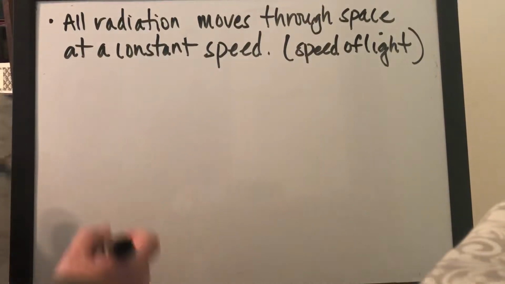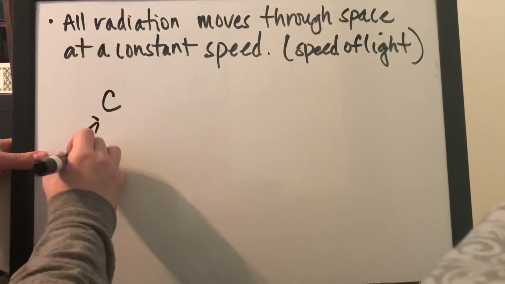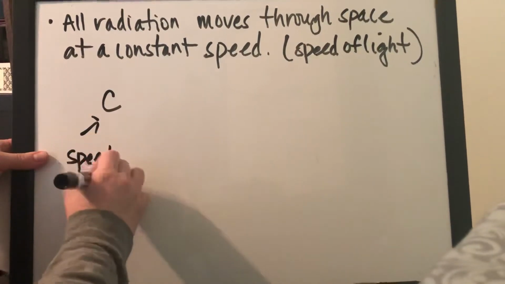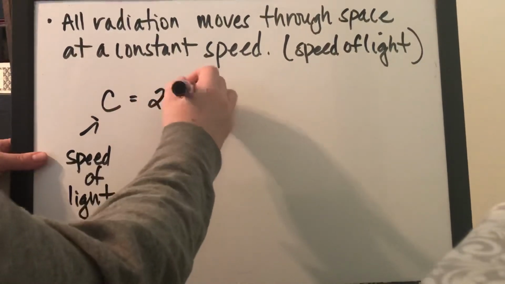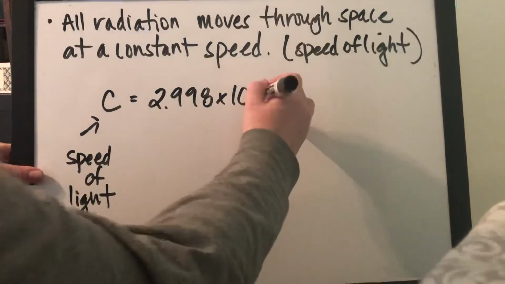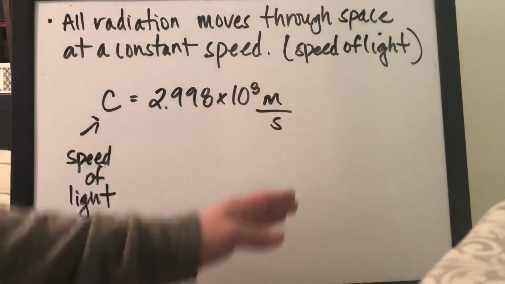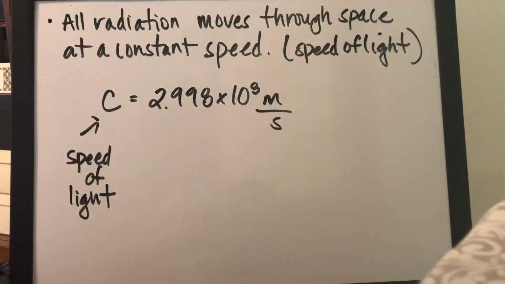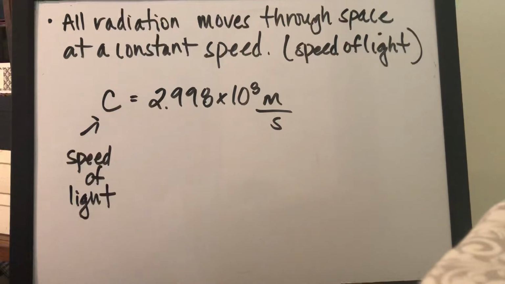The speed of light is given a variable c. Why it's c, I'm not sure. And the speed of light is equal to 2.998 times 10 to the 8th meters per second. Okay, it's a speed, so meters per second is a unit that makes perfect sense here. This is a constant that's given to you on your AP cheat sheet, so to speak. It's available to you for the test.